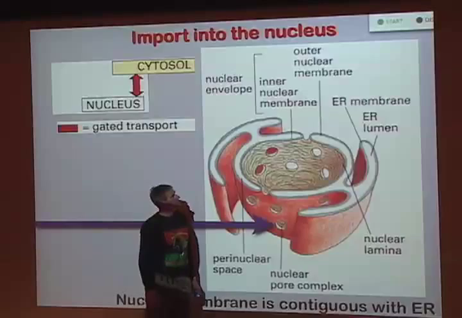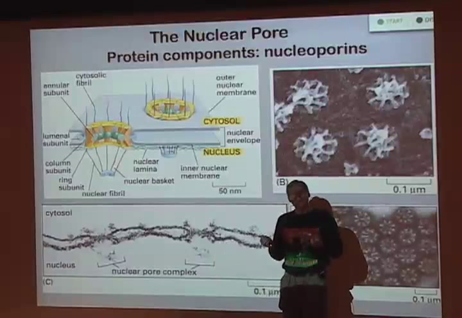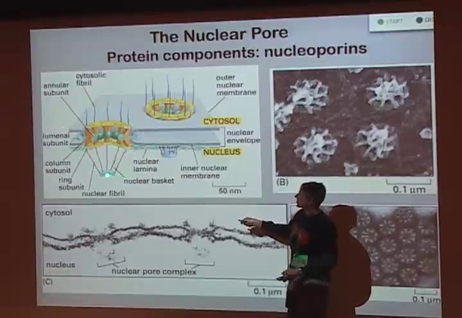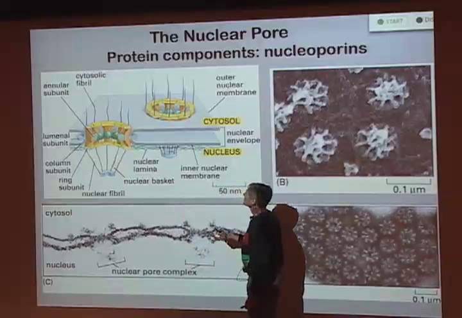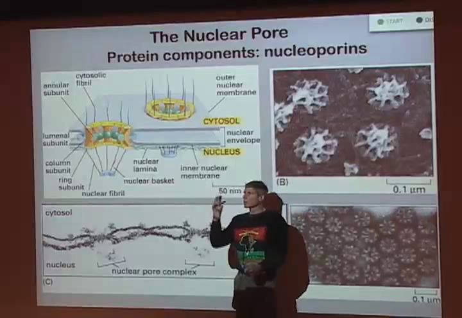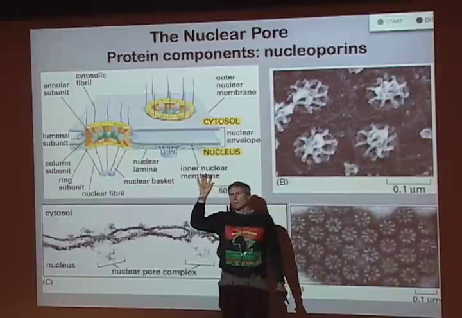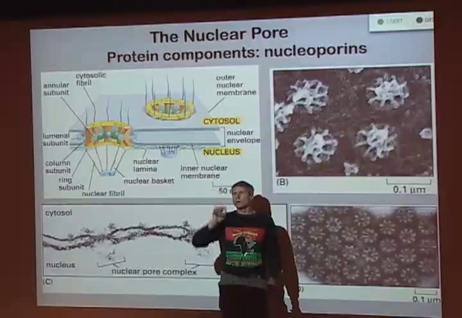The nuclear pore complex is kind of like a sea anemone. It's got a basket-like structure on the inside, and it's supported by a cytoskeletal network called the nuclear lamina on the inside of the cell. It has these tendrils, or fibrils, that extend into the cytoplasm, and they're kind of like a sea anemone. That is, they extend and they contract when nuclear import receptors bind to them.